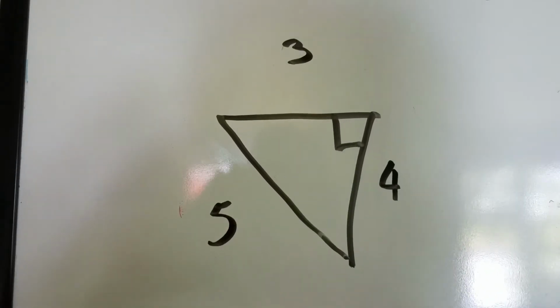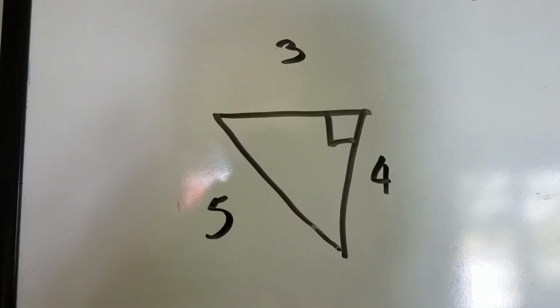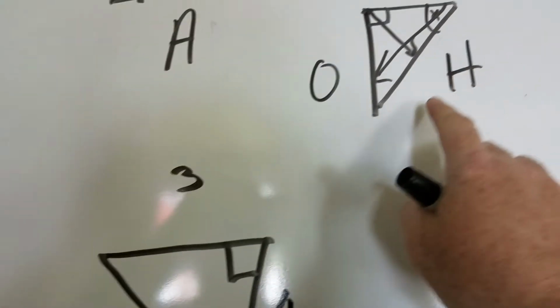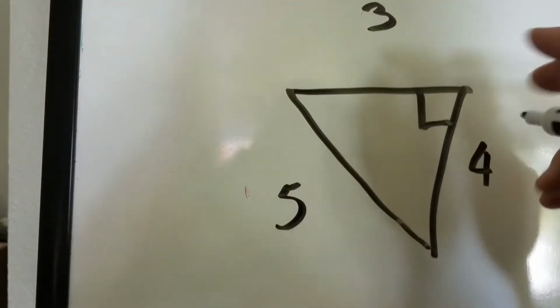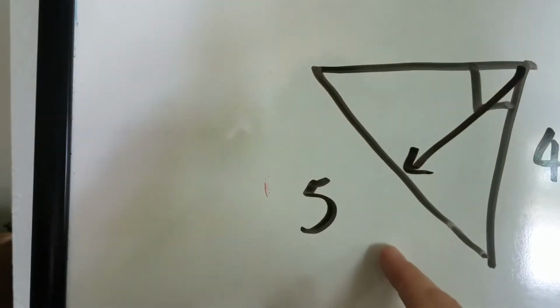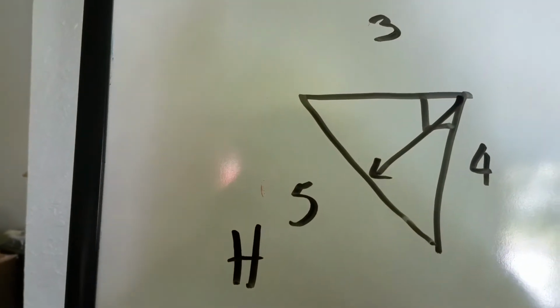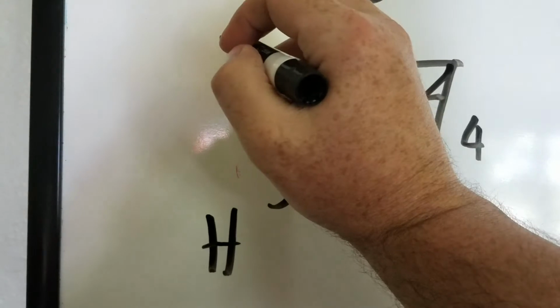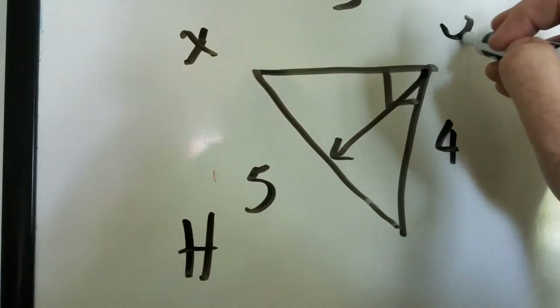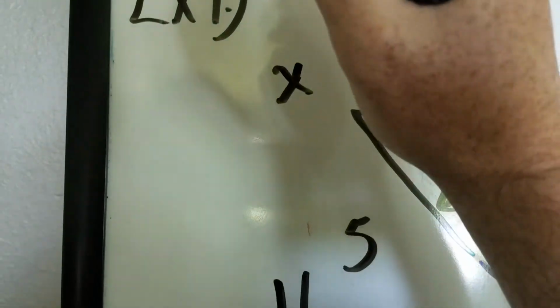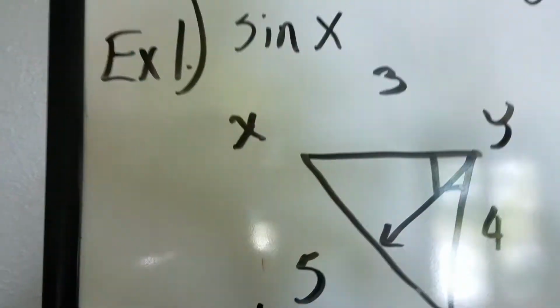So we need to label our HONA. Remember, what does Santa Claus say? Ho, ho, ho. Hypotenuse, opposite, adjacent. So once again, find your right triangle. If you have to, draw a line straight across, and here's my H. They're going to give you a reference angle in this case. So let's say this is X, this is Y, and this is Z. And in example number 1, they're going to say find sine of X.